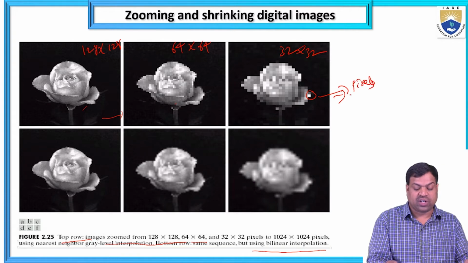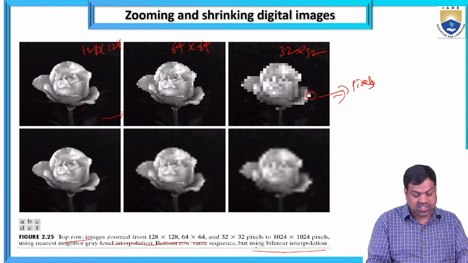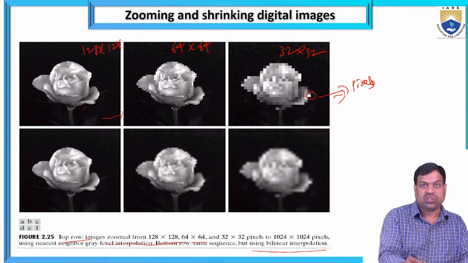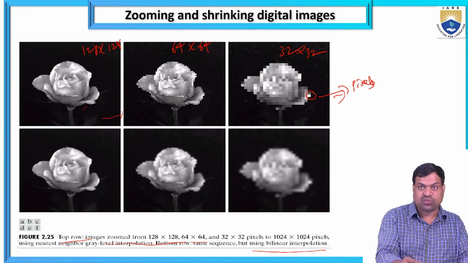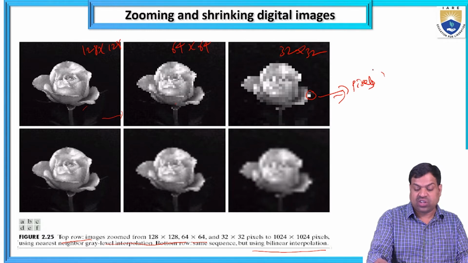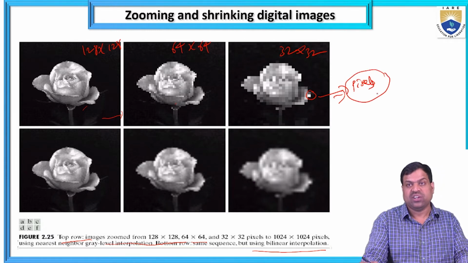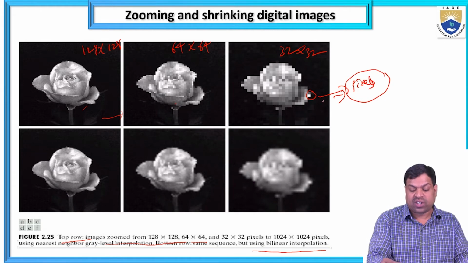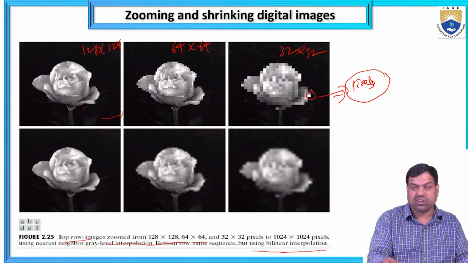So it is clearly showing the visible pixels. In this, the top sequence uses nearest neighbor gray level interpolation, and the bottom sequence uses bilinear interpolation. Here I am only reducing the size from 128 to 64, and 64 to 32 pixels. So what happened? It is becoming a blurred image, or it is showing the pixels with clarity.